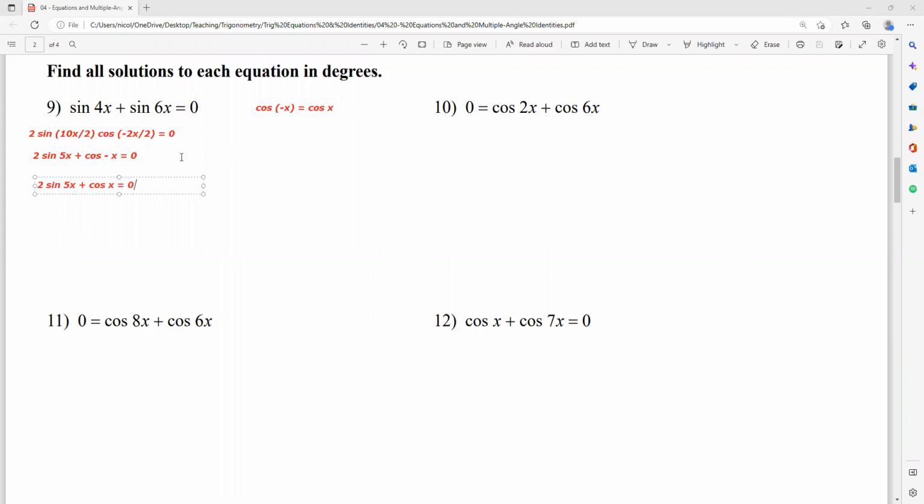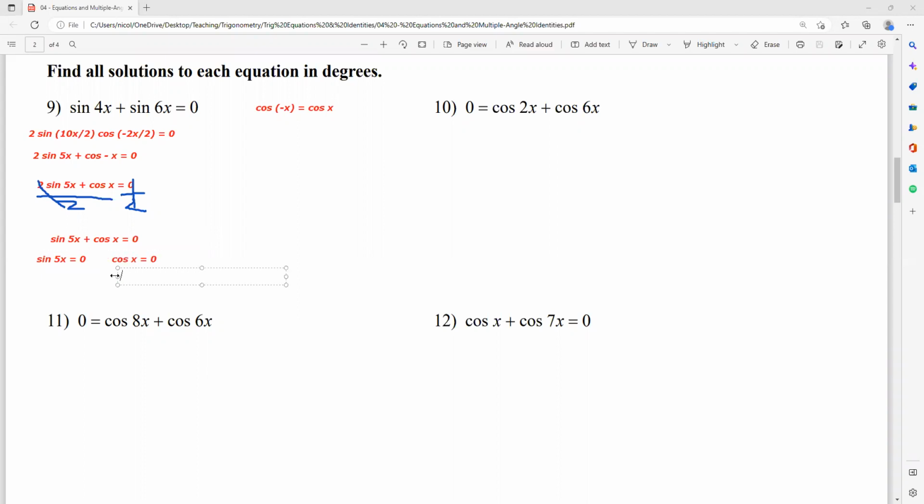Now it's kind of like solving equations. Let's divide both sides by 2. That way the 2 right there cancels out, and anything divided into 0 is 0. So you have sine of 5x plus cosine of x equals 0. Now just separate them; both of them equal 0. So sine of 5x equals 0 and cosine of x equals 0.